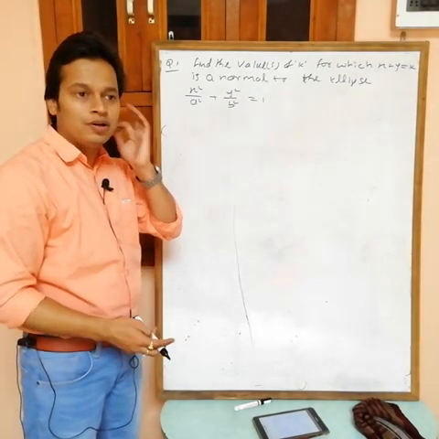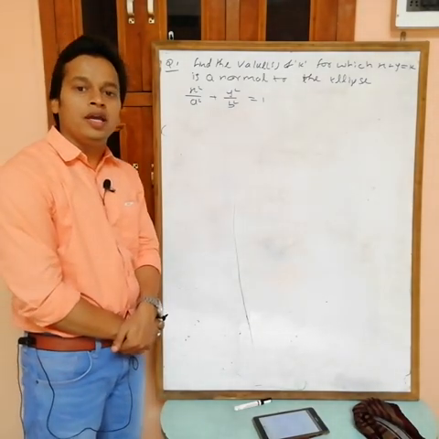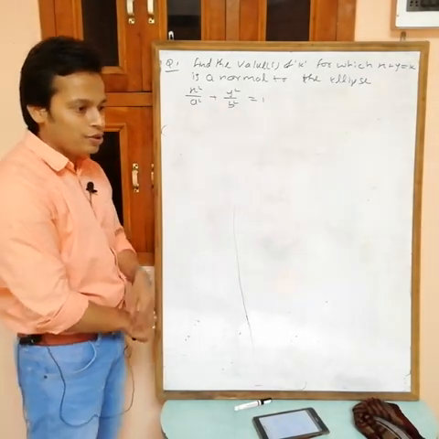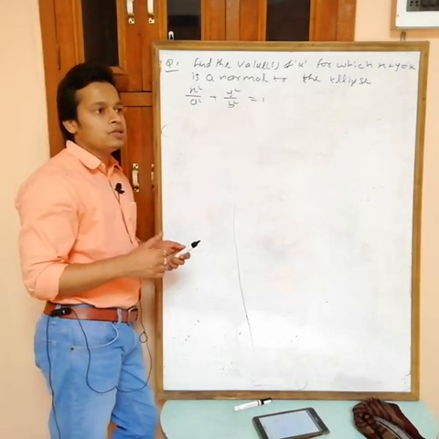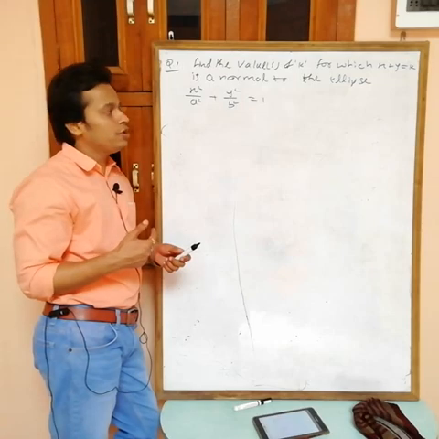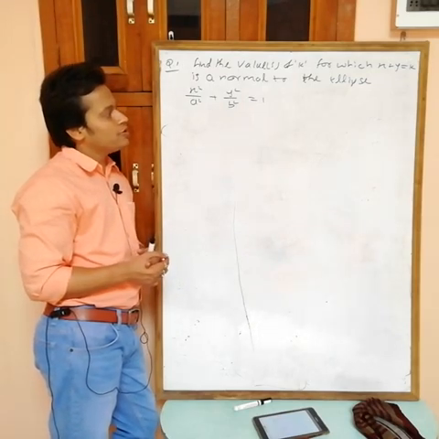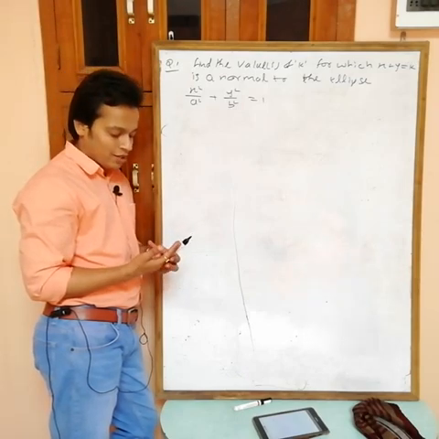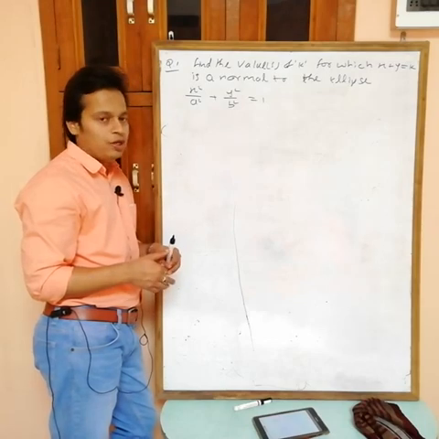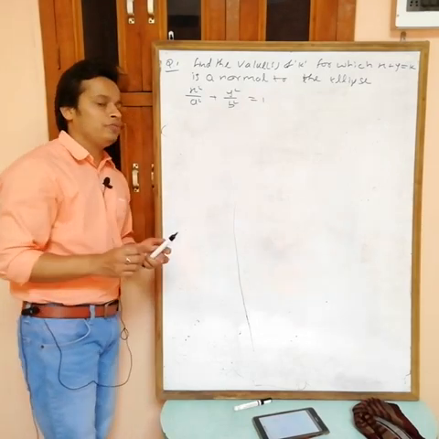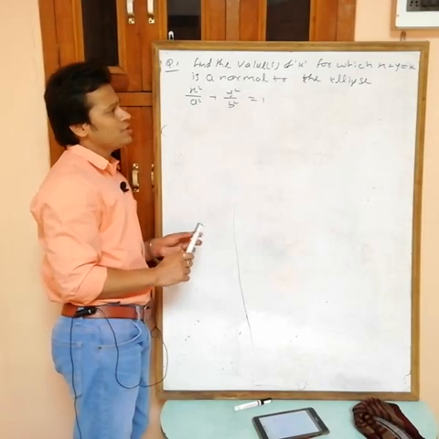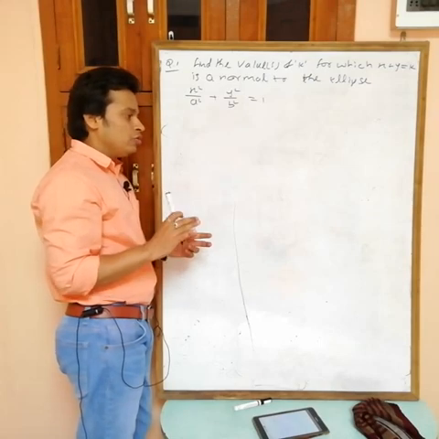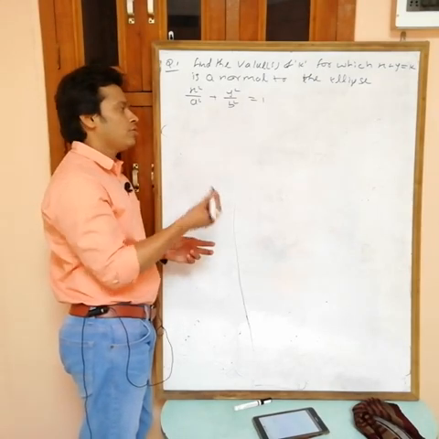Now check whether we have any condition such that a line becomes normal. Actually no. For tangent we directly have a condition: y equals mx plus c will be the tangent to the ellipse x square by a square plus y square by b square equals 1 if c square equals a square m square plus b square. But we don't have a direct condition for normal. Then how to find it? Simple. We want the value of k such that x plus y equals k becomes normal to the ellipse. Do we have the equation of normal? Obviously we have.